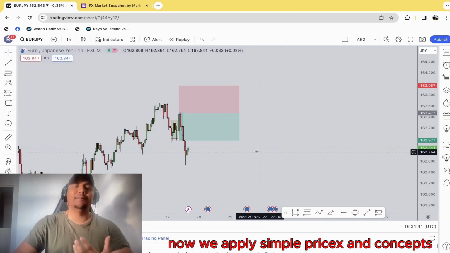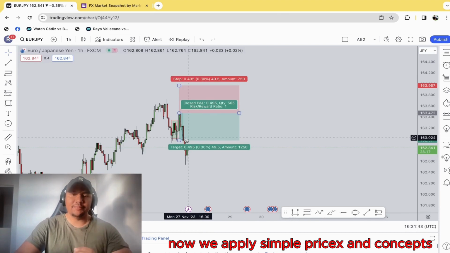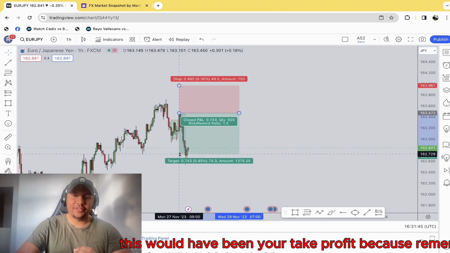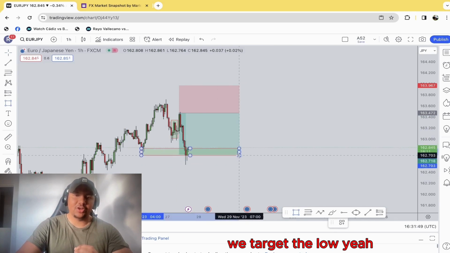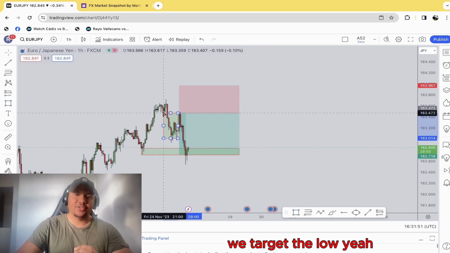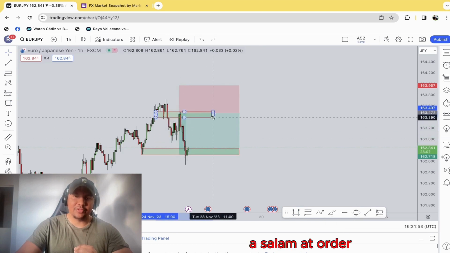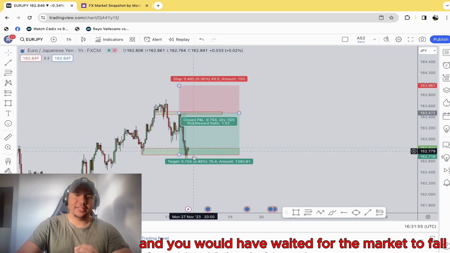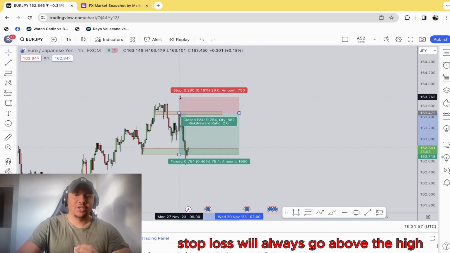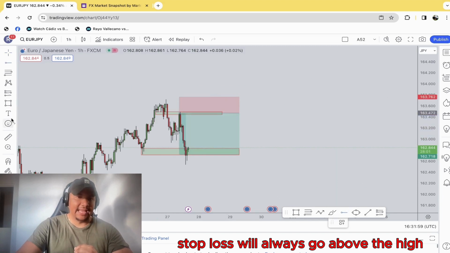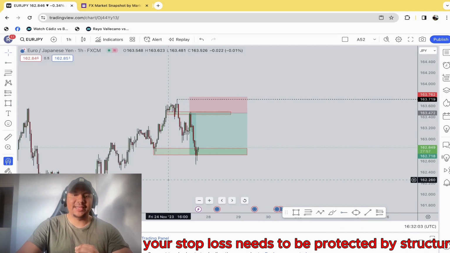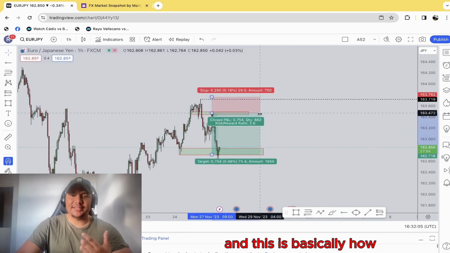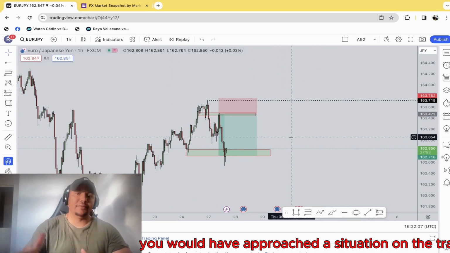Now we apply simple price action concepts. This would have been your take profit because remember, we always target the low. Here, you would have placed a sell limit order and you would have waited for the market to fall in. Stop loss will always go above the high because why? Your stop loss needs to be protected by structure. And this is basically how you would have approached the trade.